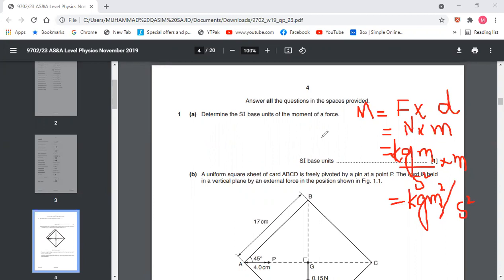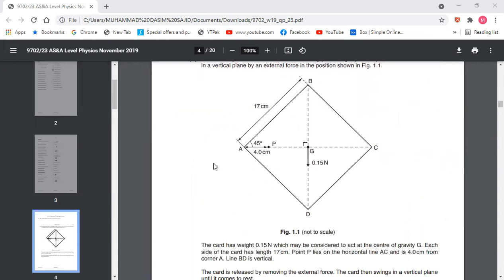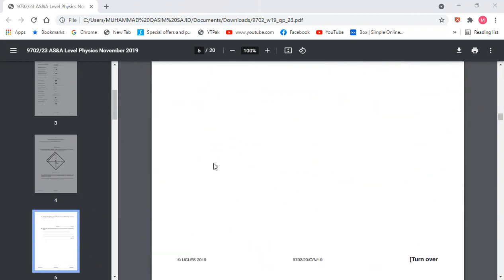Zula, is this clear? This is the end of question one part A. Is this clear? So I had already done this question, sir. I completed question number one. Yeah. So we must start from question number two.